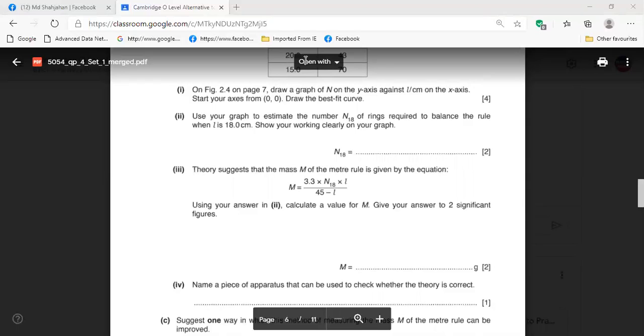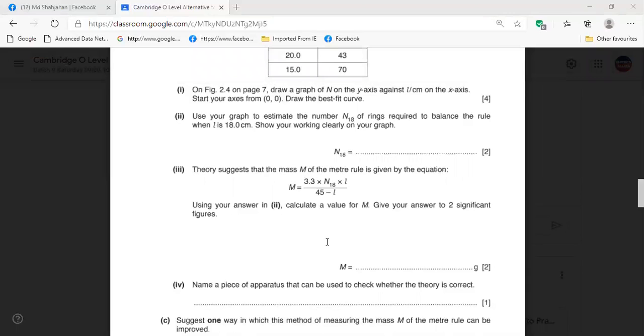Sir, in part 3, what will be L? You see the mark scheme I gave in the group. The answer should be 114, right? The calculation answer is 114, but the answer they want you to write in 2 significant figures. That's why in the answer line it should be 110, 110 grams. Is it clear?